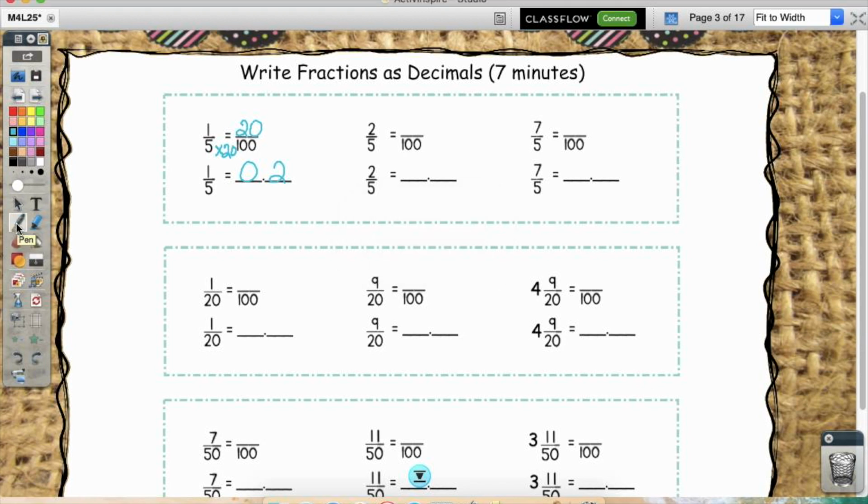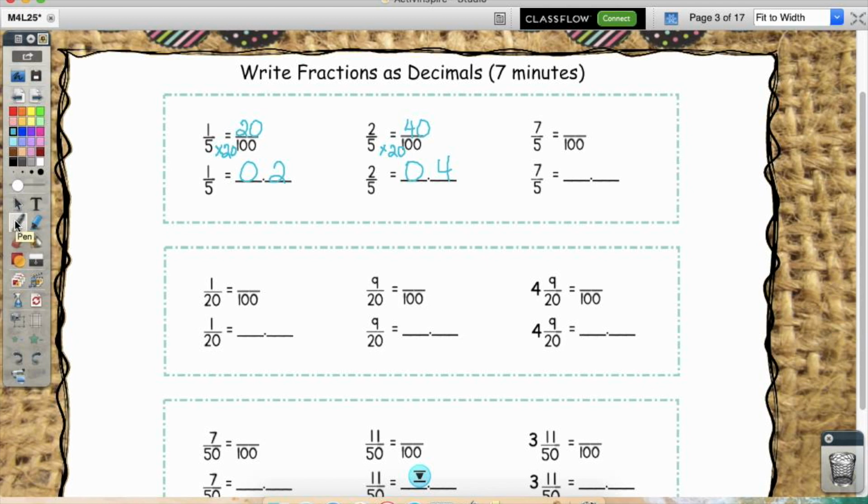Okay, how about table 2? What did you write here? 0.2. Okay, so you did 5 times 20 was 100. And 2 times 20 is, and this is table 2. So how do you say this fraction? 40 hundredths. How do I write 40 hundredths? 0.4. I would have another 0 on there, but do I need it? No. Okay.